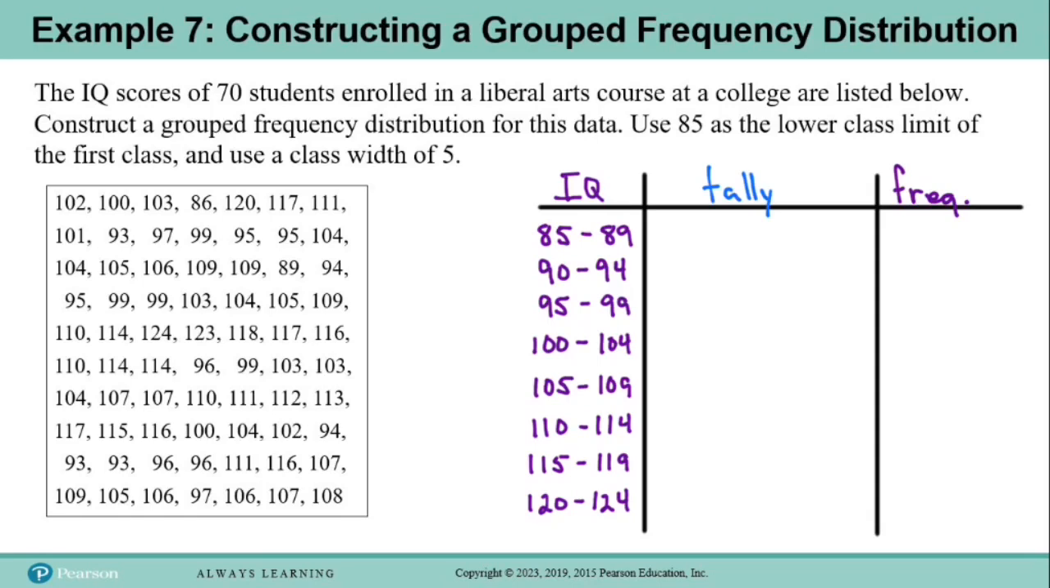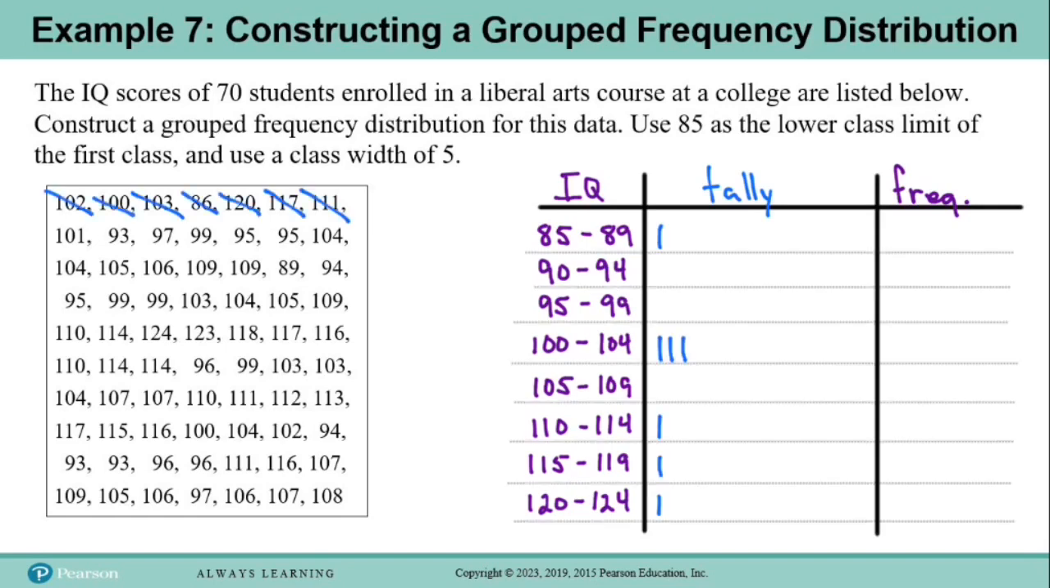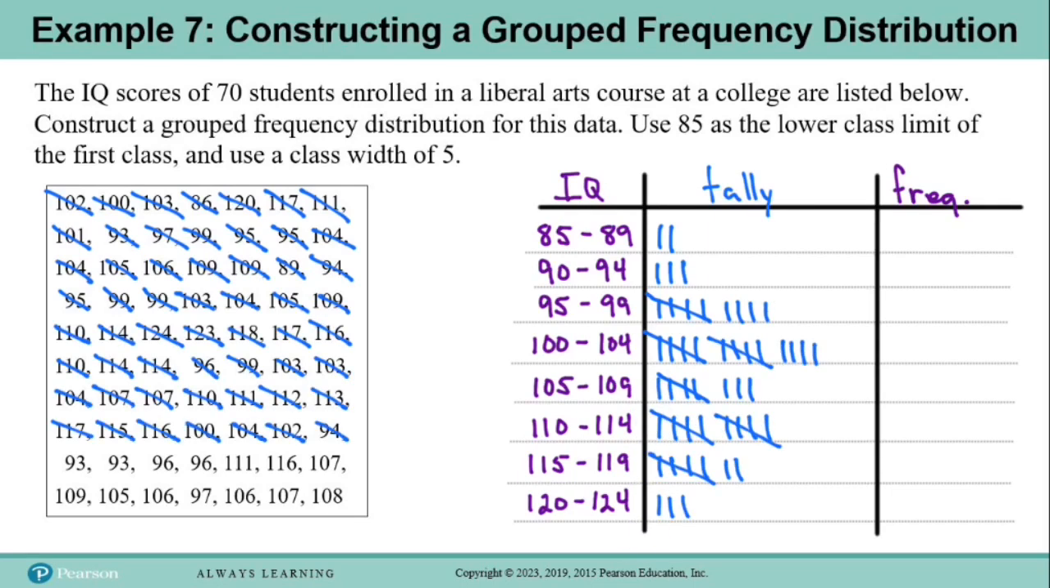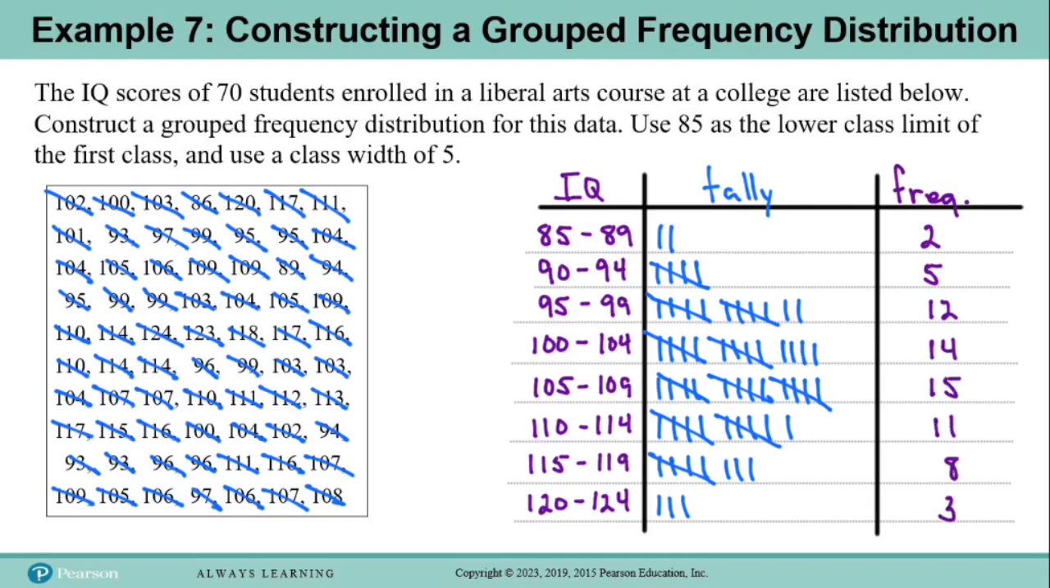Okay, now we're not going to go through all of these individually. I feel like everybody probably gets how to sort the data into the different classes, so I'm just going to do it a row at a time. At the end of the first row, this is what your tally marks should look like. And then at the end of the second row, and then at the end of the fourth row, it should look like this. This is the end of the sixth row, end of the eighth row, and then the end of the table. And so our frequencies are going to be 2, 5, 12, 14, 15, 11, 8, and 3. And so this is our finished frequency distribution.